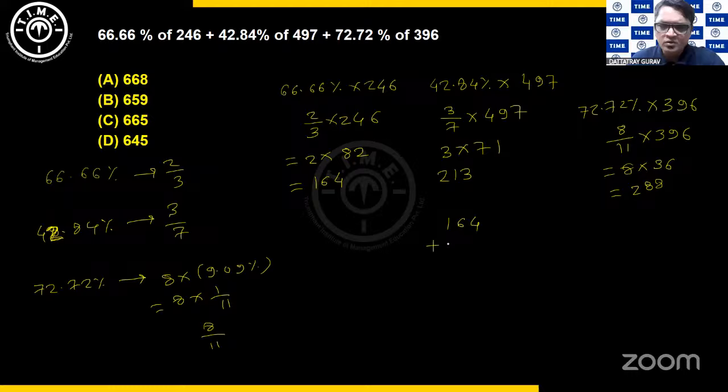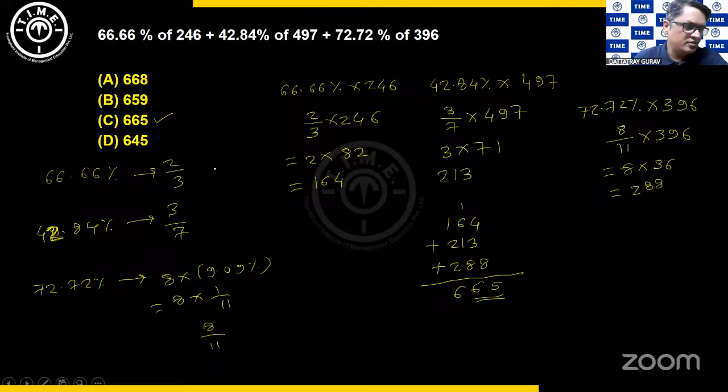So add all the three numbers: 164, 213, and 288. You start adding: 4 plus 3, 7, 7 plus 8, 15, 5, 1 carry forward. 8 plus 6, 14, 14 plus 2, 16. Ending with 65. Option C is the answer. If you continue the addition, it will be 665. But it shows you these numbers. What is 66.66? If you know this number, then only the question is easier.